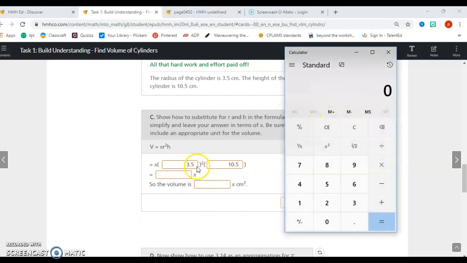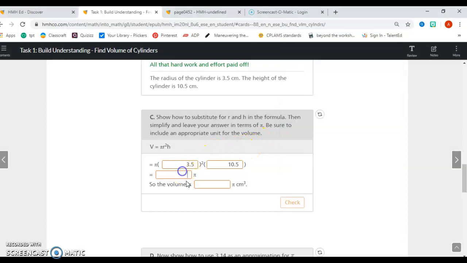Remember, if we did this in expanded form, 3.5 squared is 3.5 times 3.5, times my height, 10.5. And I get 128.625.